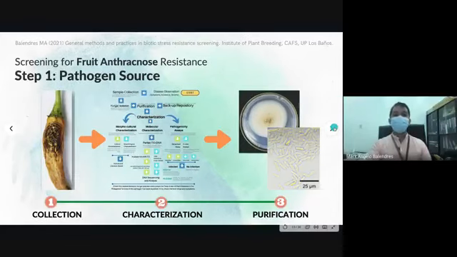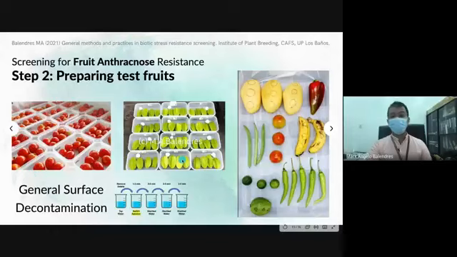Now, how do we prepare fruits? You could buy the fruits in the supermarket or you could grow your own. For pepper, we usually grow our own because the ones in the supermarket are highly exposed to fungicides, and sometimes we don't get infection because of these fungicides. If we don't have any plants in the field, we usually just buy the fruits and wash them properly to remove all the excess fungicides.